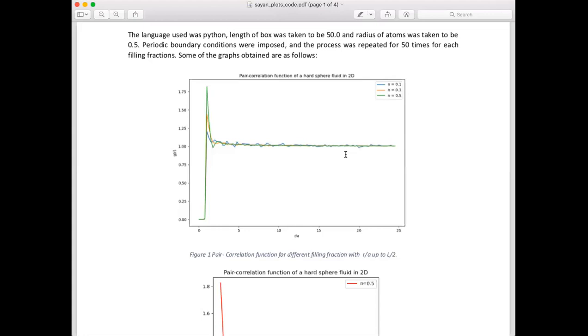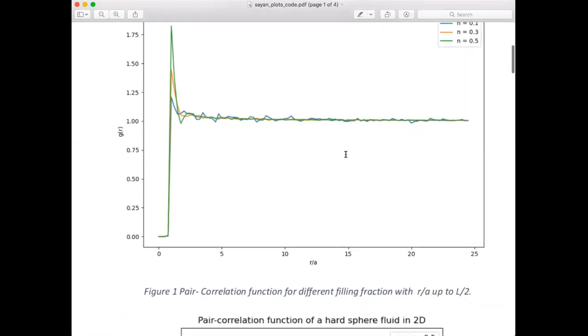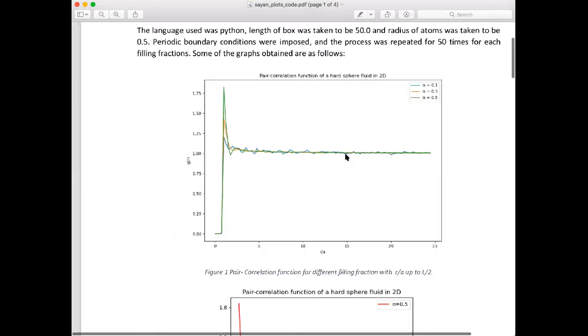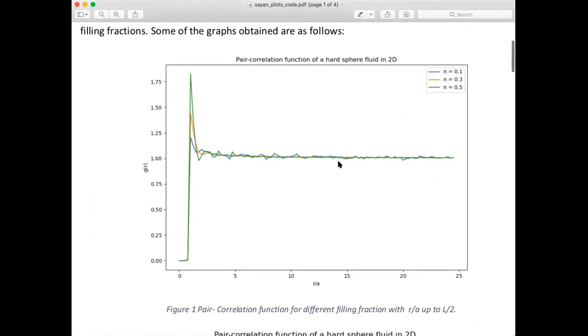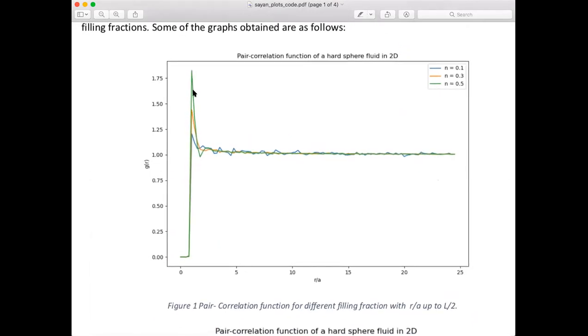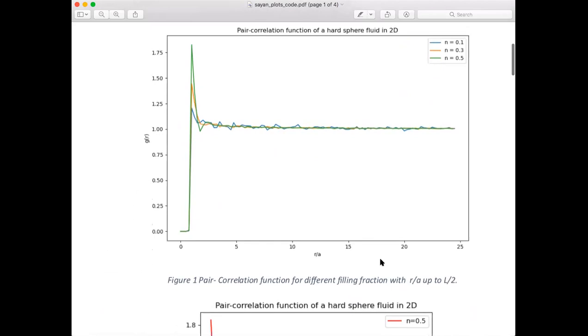So G of R is the number of particles that are in that annulus region. If the radius is larger, that means the area is larger. And since my number of particles per area is constant, for a larger area there should be a larger number of particles. So as we increase the radius, this is what you have drawn, Shan. You have plotted G of R. I see some structure in G of R, and that structure is more pronounced when you have a larger filling fraction.